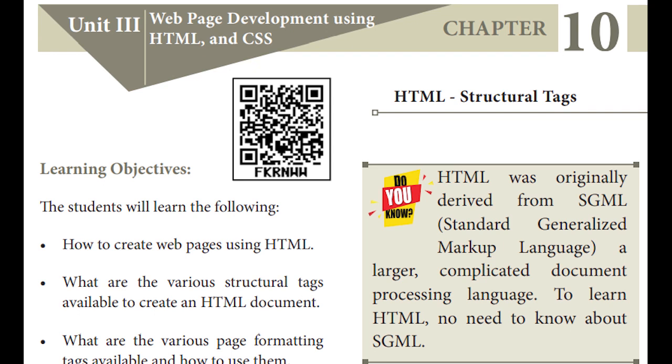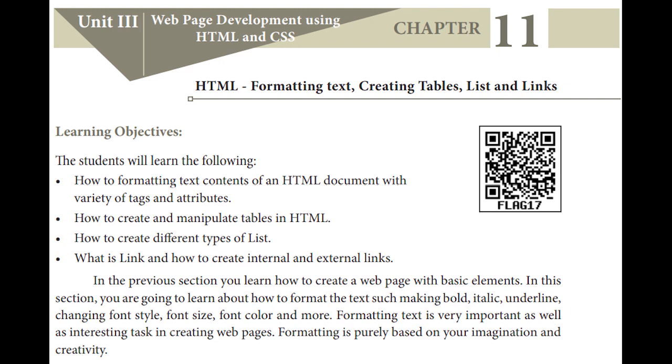Okay, so for color also you have so many codings. For headings also you have the H1 tag, H2, H3, H4, H5, H6 like that. And then for title, for paragraph, for everything you will have different tags. Okay, so you'll be learning about the basic structural tags in HTML in this chapter, and then in the 11th chapter, you will be learning about formatting text, creating tables, links, and also lists in HTML, and you can display it in the web page.